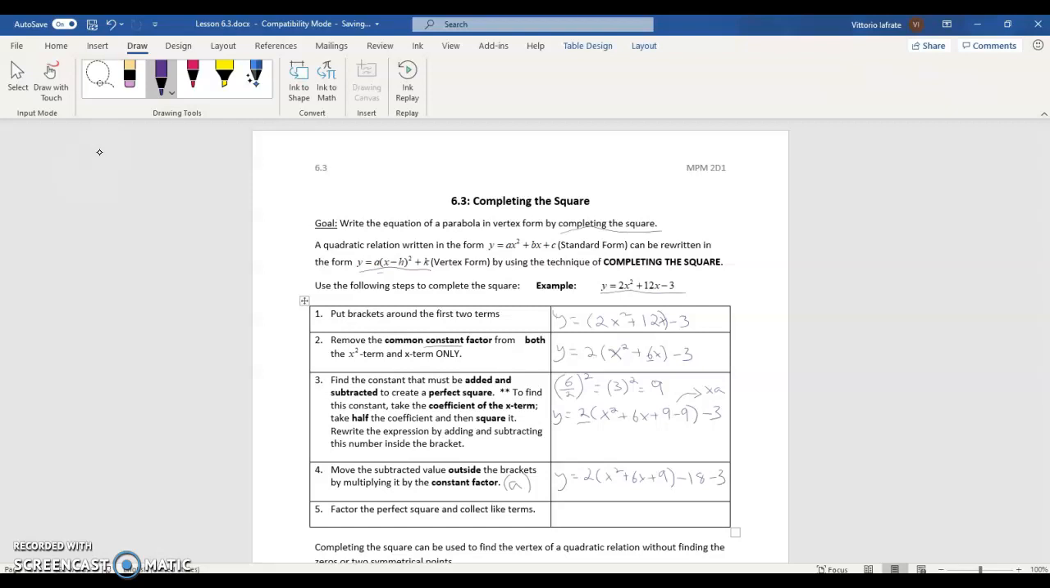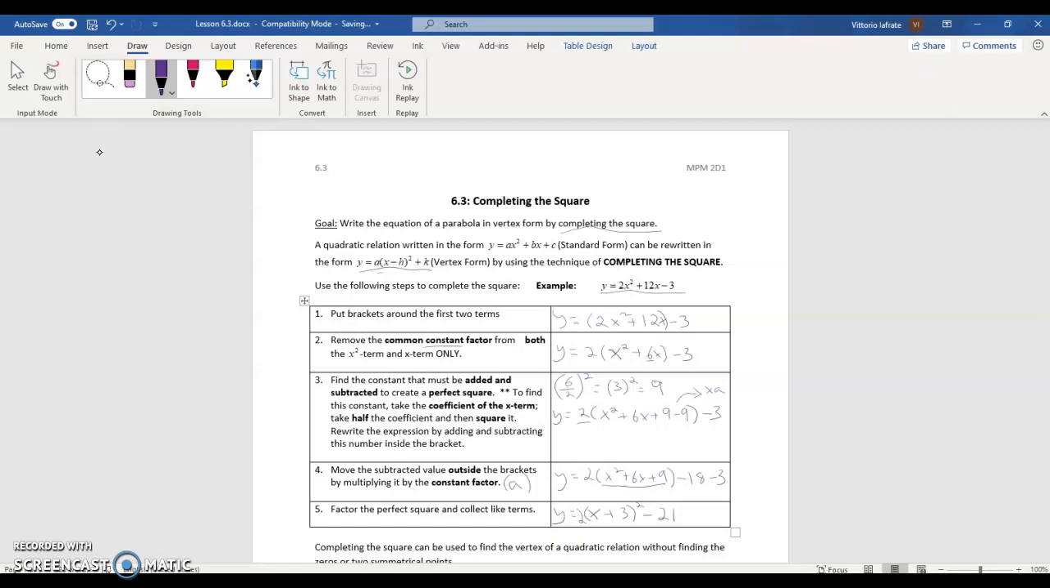And so now what we do is we factor the perfect square here, and then simplify and collect like terms on the outside there. So we're going to get y is equal to, remember when it's a perfect square, you simply put x, and then we can just take the square root of this number, so plus 3 squared minus 21. And the square root of this number here is just 1x. So x plus 3 squared minus 21, because minus 18 minus 3 is minus 21.